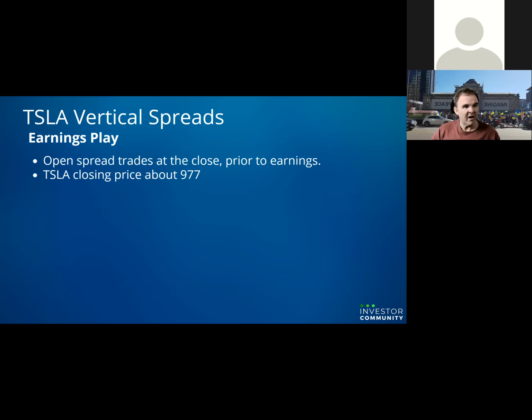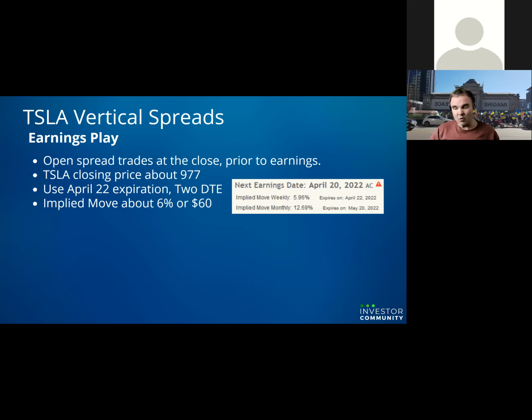Yesterday at the close, Tesla's closing price was $977. We are going to use the April 22nd expiration. At the time, that was 2 days to expiration, right? Thursday, and then it expires on Friday, tomorrow. The implied move was about 6%, which is close to $60, give or take a little bit. We just need to do really quick, in-your-head kind of math on these things.